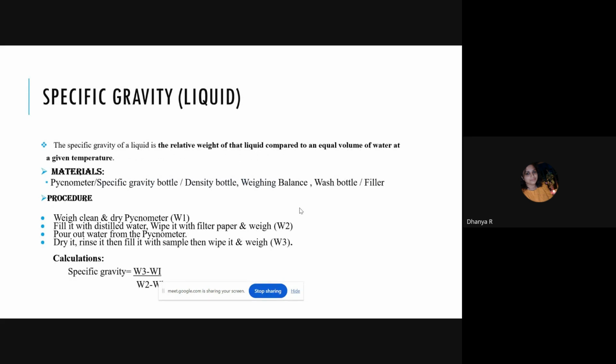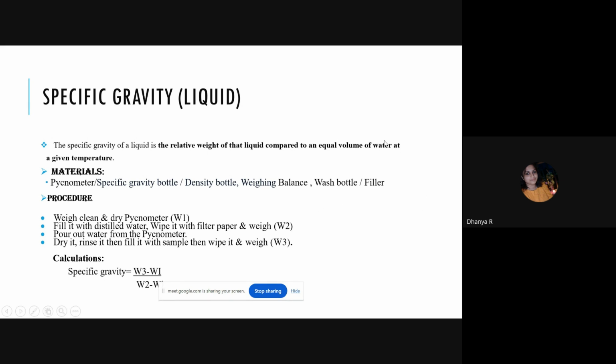Next, coming to the next practical, specific gravity. Specific gravity can be of liquid and also of solid. Here we have to do the liquid specific gravity. And what is specific gravity? Specific gravity of a liquid is the relative weight of the liquid compared to an equal volume of the water at a given temperature. So weight of the liquid compared to equal volume of water.